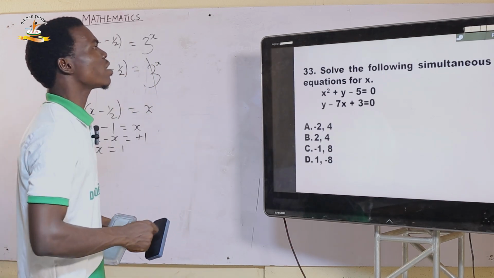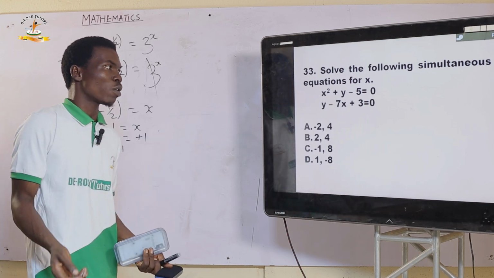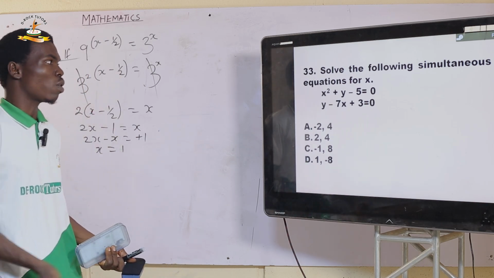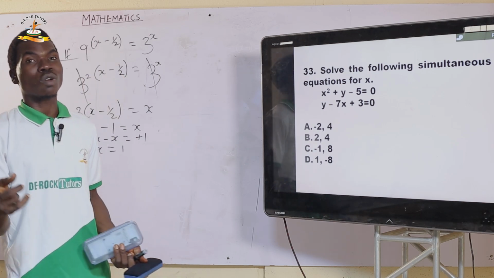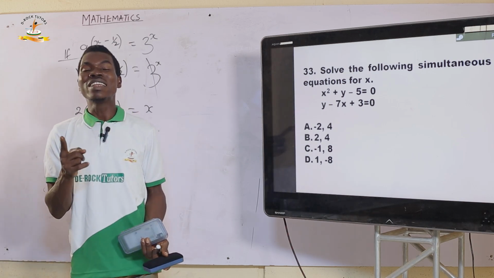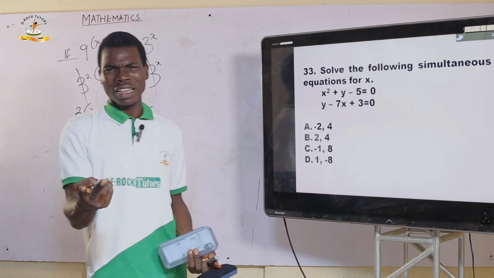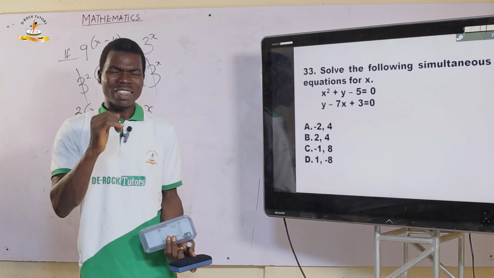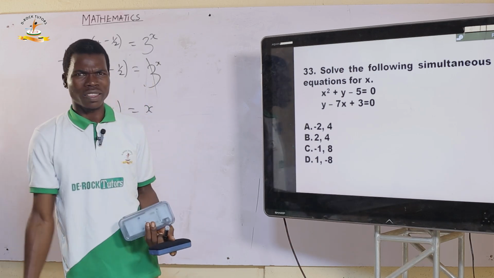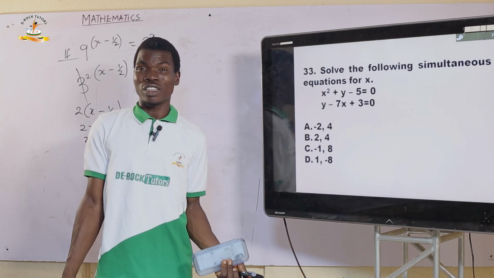Alright, question 3 says solve the following simultaneous equation for x. Here I have x squared plus y minus 5 equals 0, and y minus 7x plus 3 equals 0. This is what we call a simultaneous linear and quadratic system of equations. It's a simultaneous equation in which one of the equations is quadratic and the second is linear. To solve this problem is not an issue.